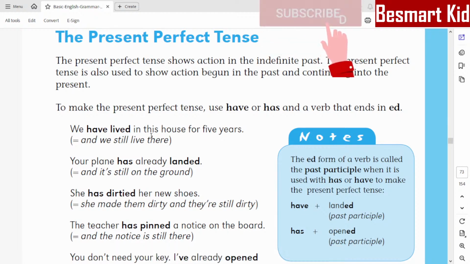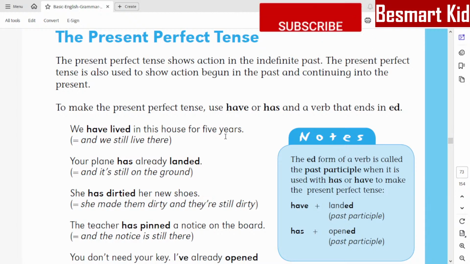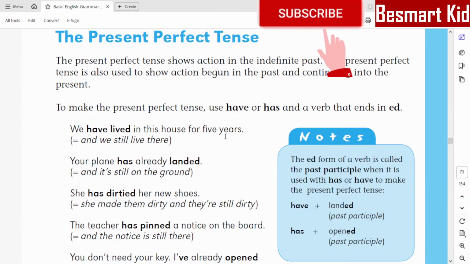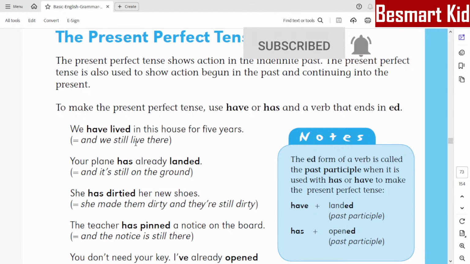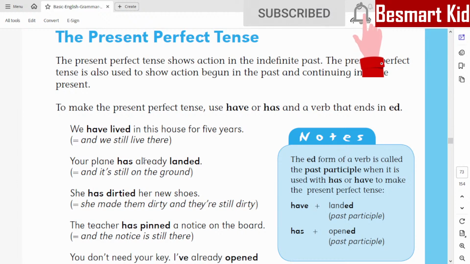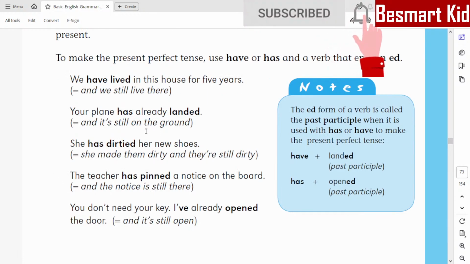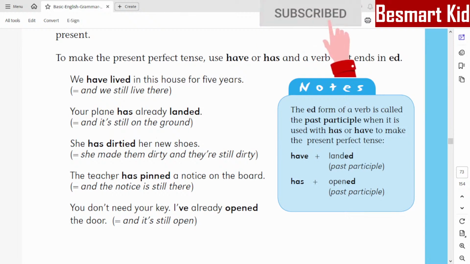We have lived in this house for 5 years and we still live there. Your plan has already landed and it's still on the ground. She has dirtied her new shoes. She made them dirty and they are still dirty.